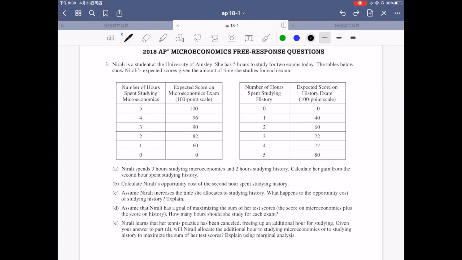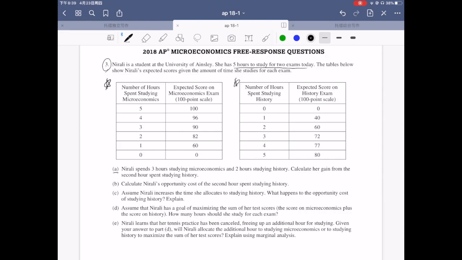Now let's look at question 3, and it says that she has 5 hours to study for 2 exams today. The table below shows Nirali's expected score given the amount of time she studied for each exam. This table is the number of hours she spent studying macroeconomics, and this table is the number of hours she spent studying history. So let's look at A.